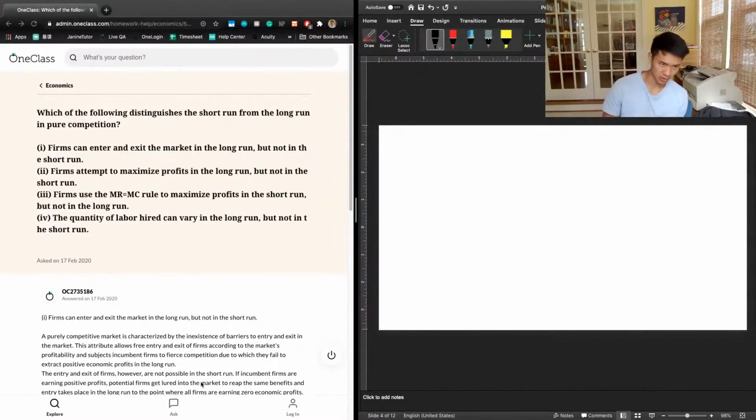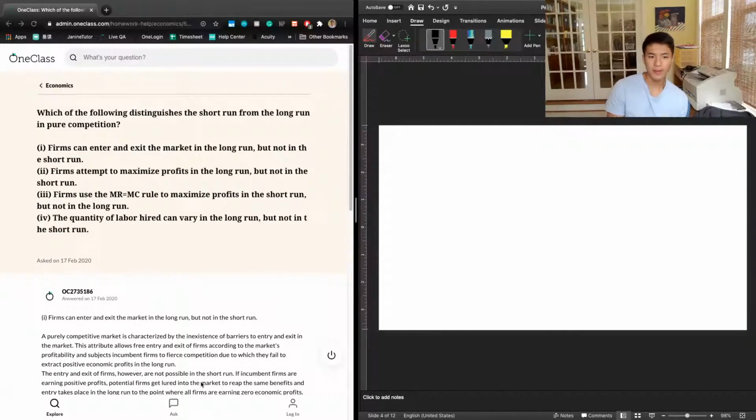So one seems like a good answer already, but let's take a look at the other ones. Two, firms attempt to maximize profits in the long run, but not in the short run. Well, we know that firms are profit maximizing at all points, not just in the long run, so that's not going to be the correct answer. Three says that firms use the MR equals MC rule to maximize profits in the short run, but not in the long run. But we know that the MR equals MC rule is the profit maximizing rule, no matter if it's the short run or the long run. It doesn't really matter, so that's not going to be the right answer here.